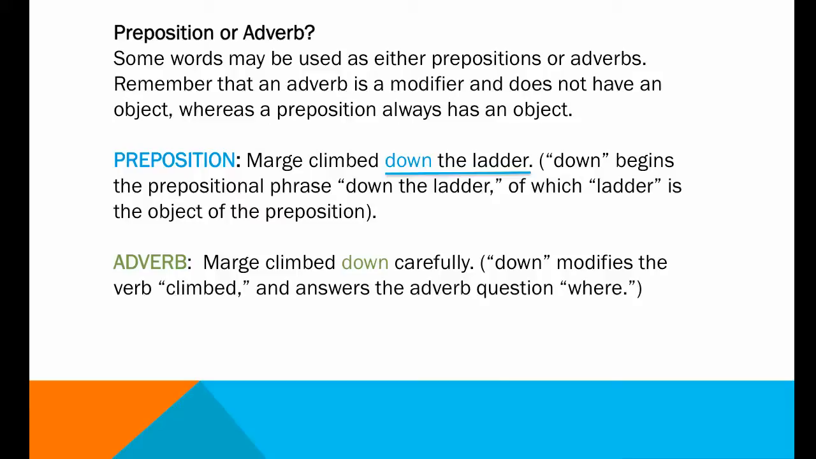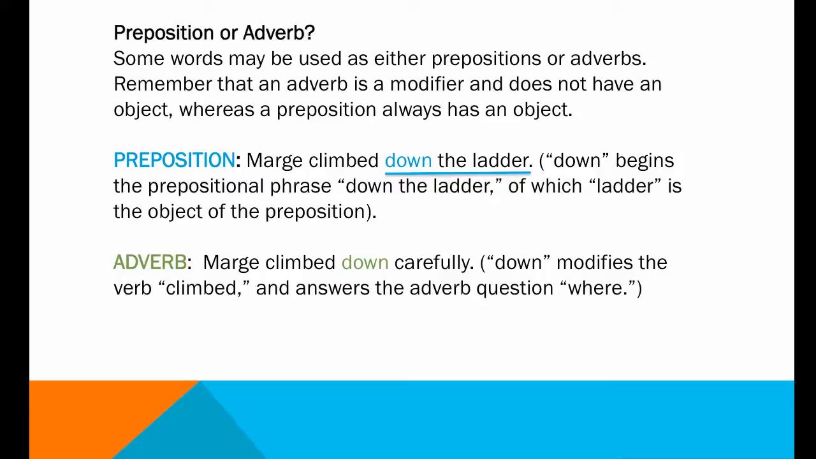So to differentiate between the two, you just really need to look for what comes after the preposition or after the word. If a noun or pronoun comes after it and it's part of a prep phrase, then you're looking at a preposition. If there's no object, then you probably have an adverb.